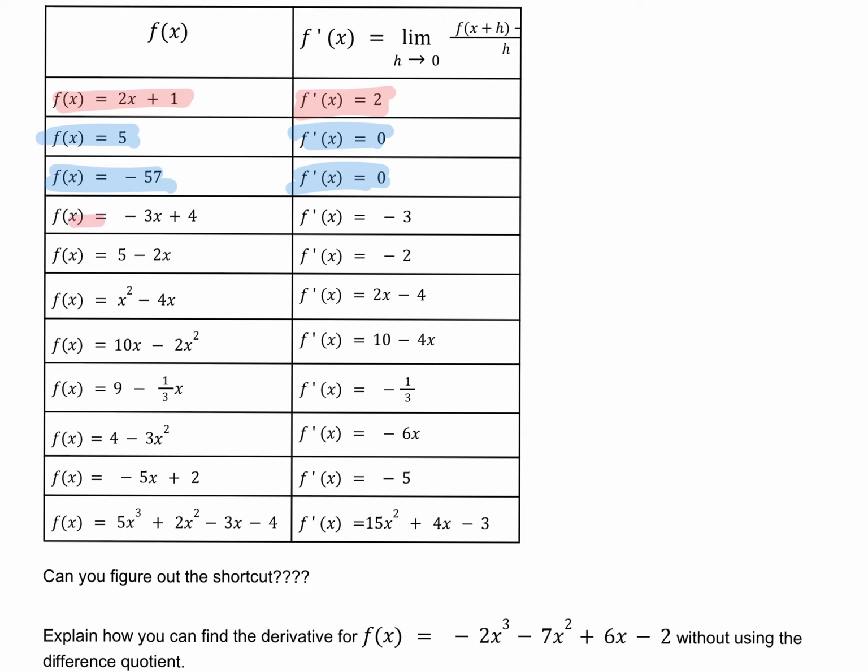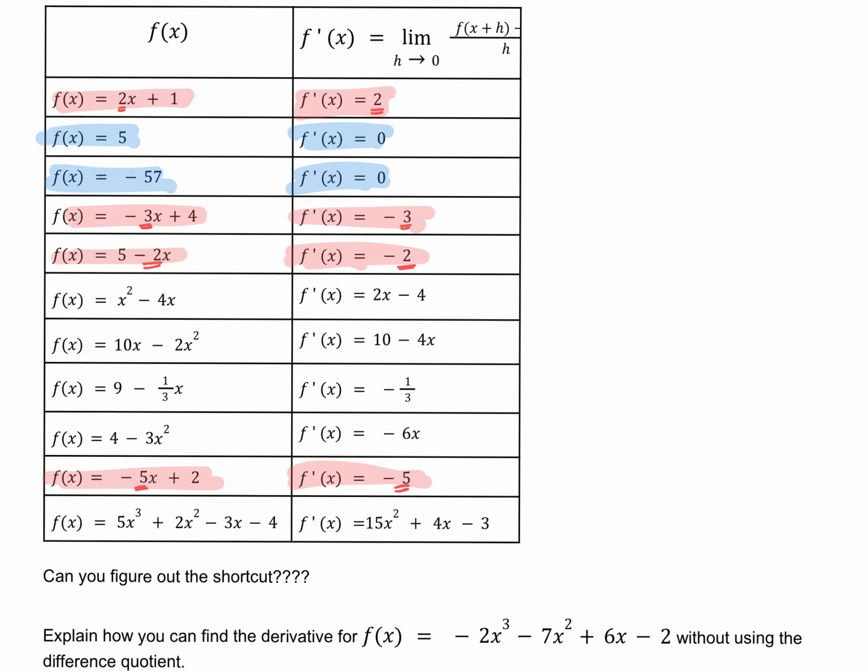Well, then when I start looking at my linear functions, so these are all linear functions, right? They're just x to the first power. When I look at those ones, look at those derivatives, right? So in each of those, for f of x equals 2x plus 1, the derivative just ended up being whatever was right in front of our x term. Same thing with f of x equals negative 3x plus 4. Derivative just ended up being whatever was in front of the x term. Same thing again with our linear function.